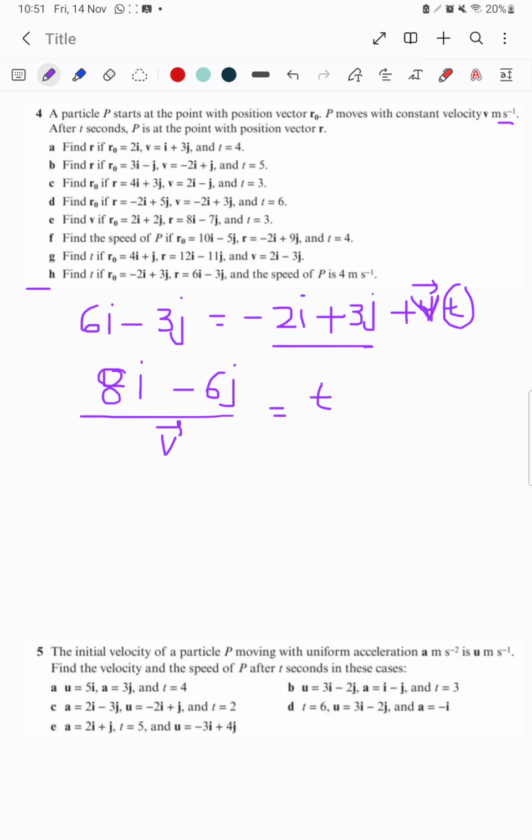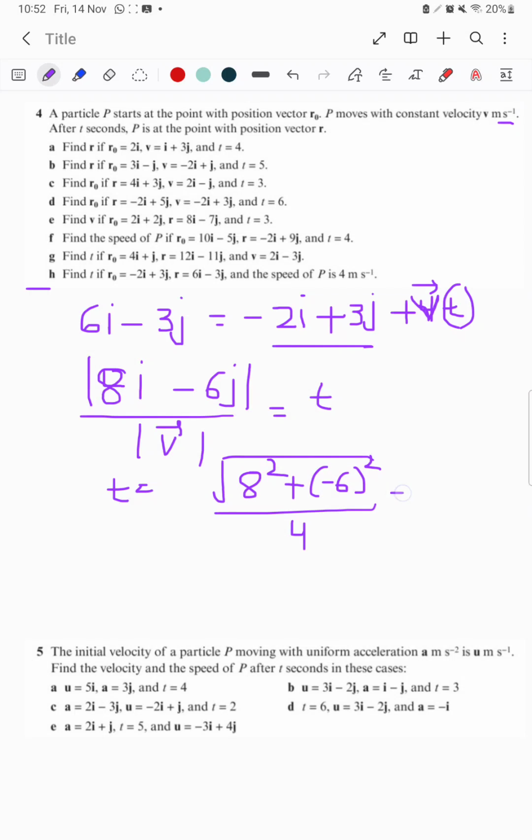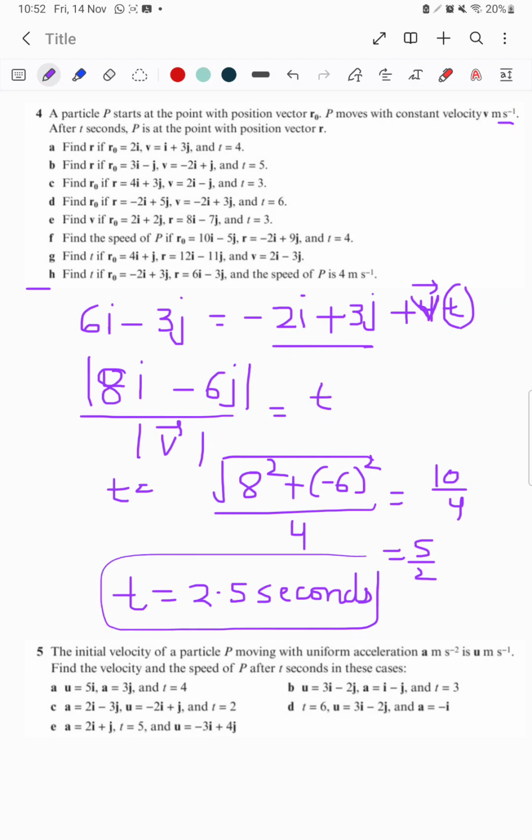Basically, when you have to find t, it is important that t is equal to the magnitude of these two. So it is the magnitude of 8 squared plus minus 6 squared, divided by the magnitude of the velocity, which is given as 4. So it is a square root, so it is 10 divided by 4, which is 5 divided by 2, and that means t is equal to 2.5 seconds. This is our answer.